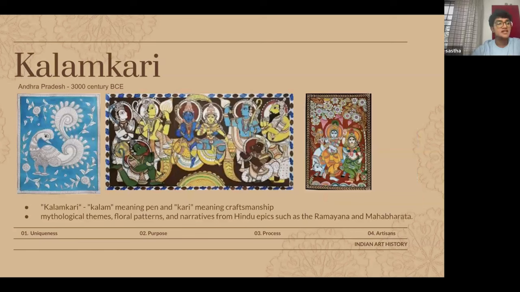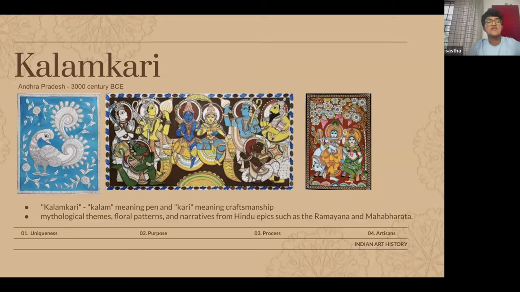So Kalamkari paintings date back to around 3000 BCE, they're about 5000 years old. It's a traditional art form from Andhra Pradesh and Telangana. The term Kalamkari comes from the Persian words kalam, meaning pen, and kari, meaning craftsmanship, reflecting the use of a pen-like tool to create intricate designs.